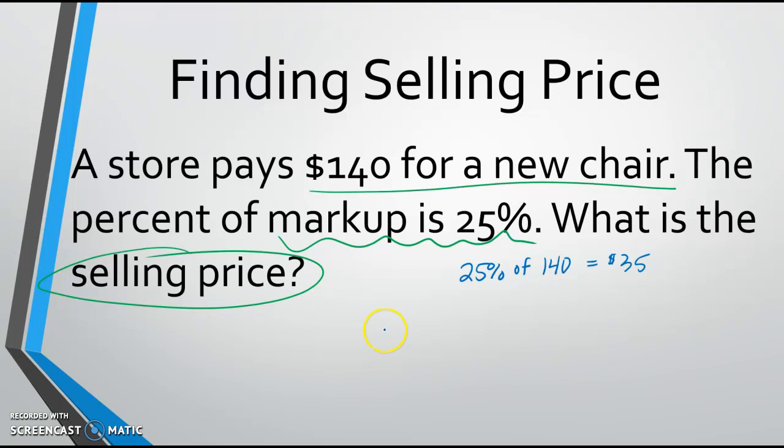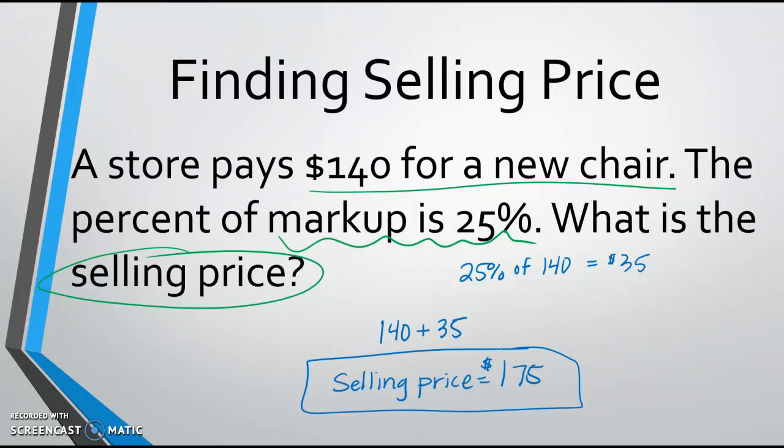So again, our selling price is going to be the original amount the store paid for the item, $140, plus the amount that they marked up, which is $35. So here, the selling price for this chair would be $175. So that means when we go into this store and look at this chair, the price we would be paying is $175. And that again allows this company, the store, to make a profit.